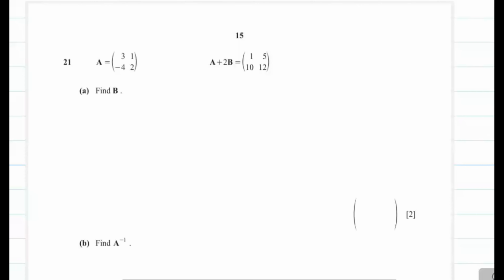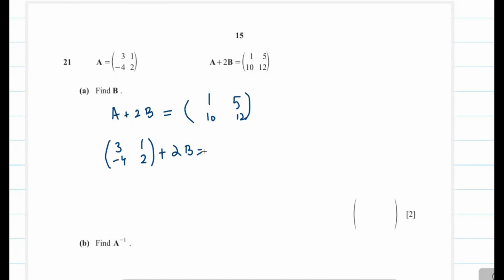This is the question 21. A equal to [3 -4; 1 2], and A plus 2B equal to [1 10; 5 12]. Find the B. Now you see here A plus 2B is equal to [1 10; 5 12]. Now A is [3 -4; 1 2], plus 2 of B equal to [1 10; 5 12]. Now we shift the matrices from left to right side.